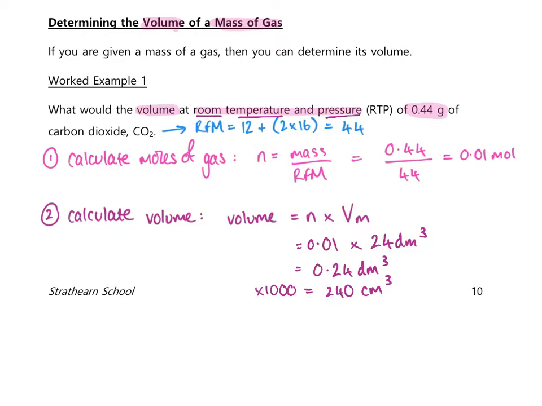If you're given the mass of a gas and asked to calculate the volume of the gas, then first of all calculate the number of moles of gas, because we don't have an equation that links volume and mass. We have an equation that links volume and moles. So first step is calculate the number of moles by using n equals mass over RFM. Second step then is to calculate the volume by doing volume equals n times by your molar gas volume.